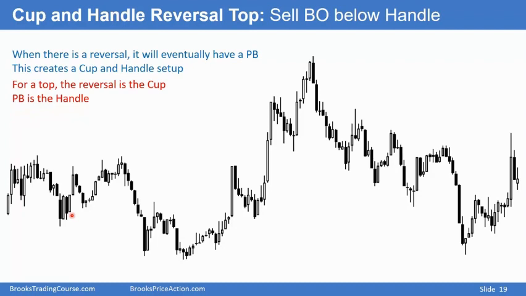There are also upside down cup and handle patterns when you get a reversal down from a high. Here we have a strong trend and a strong reversal down, and we get a pullback. Therefore, this is a cup and a handle pattern. You could simply call it a reversal, a lower high major trend reversal, head and shoulders top, left shoulder, head, right shoulder. Doesn't matter what you call it.